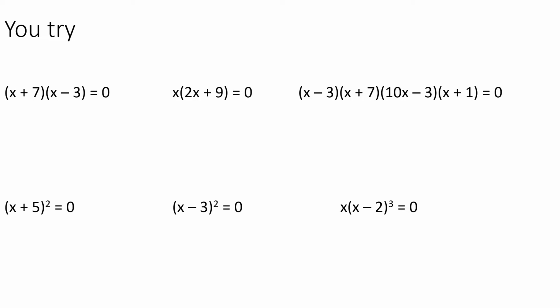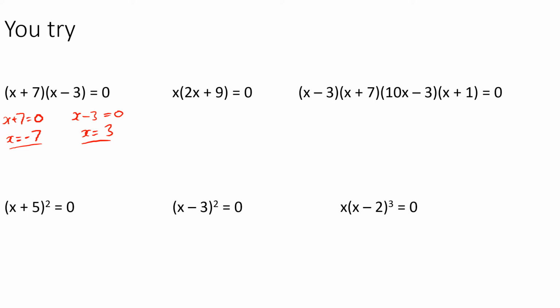Again, we've always got something times something is 0. So our first step should always be to set each of those brackets equal to 0, and then it's just a case of making them just x on their own. So our first solution should be minus 7 and 3.